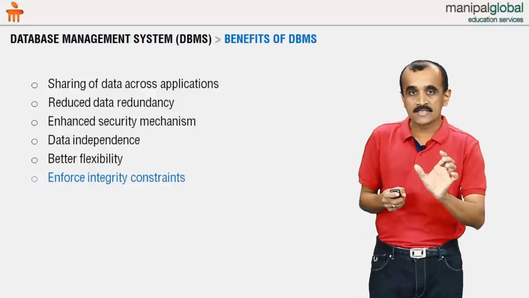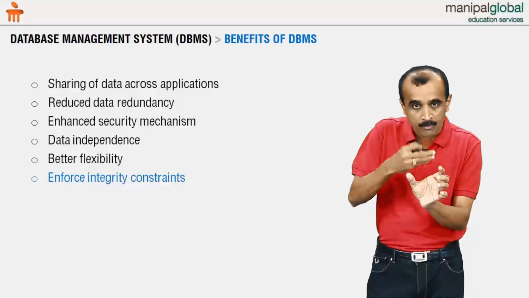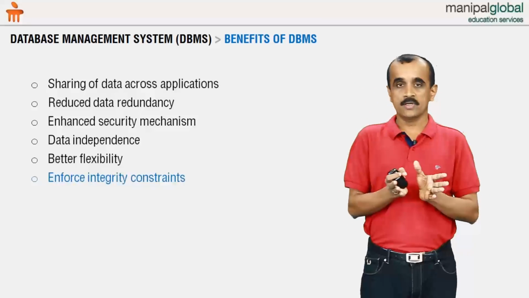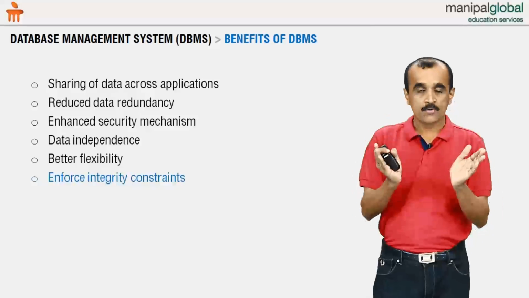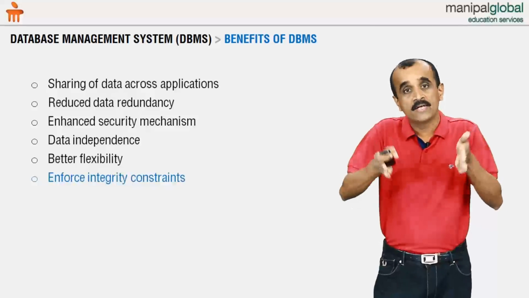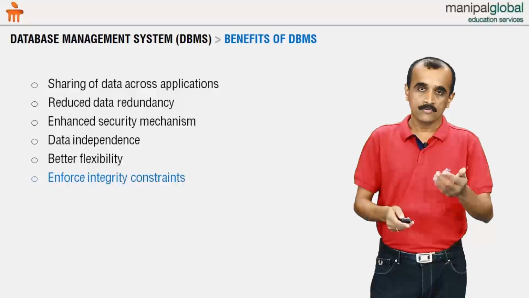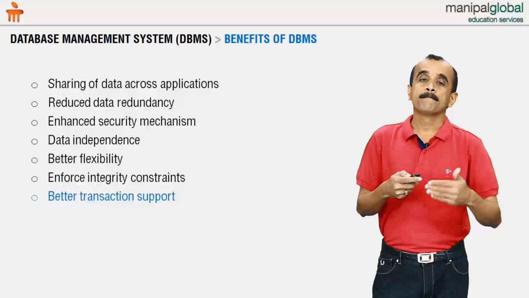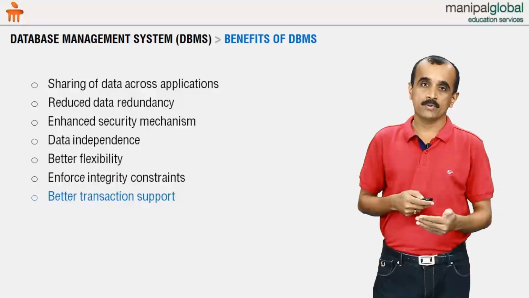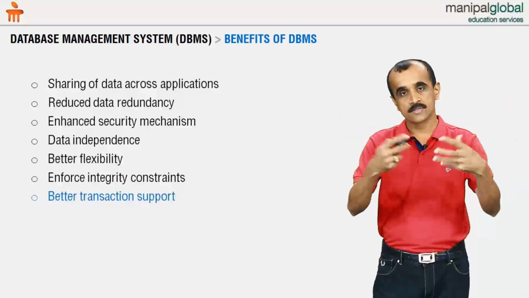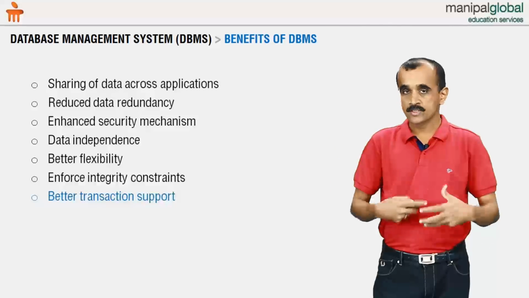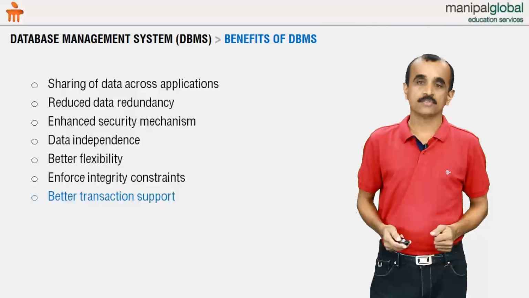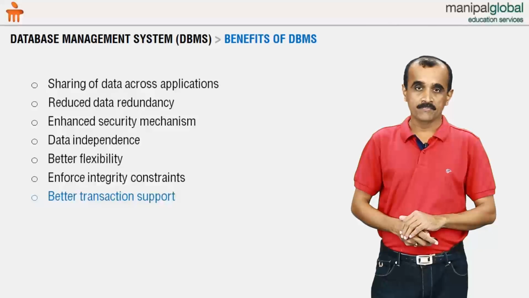In a database, I can enforce this constraint. When you give the PIN number, it should be 6 digits only; the password should be in this form; a phone number should be in this format. I can enforce this kind of integrity constraint with the help of a DBMS. It also gives better transaction support. When multiple users are accessing or modifying the data, it is very important that appropriate transaction management is taken care of, which is certainly provided by the DBMS.